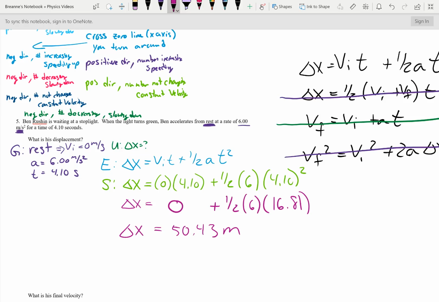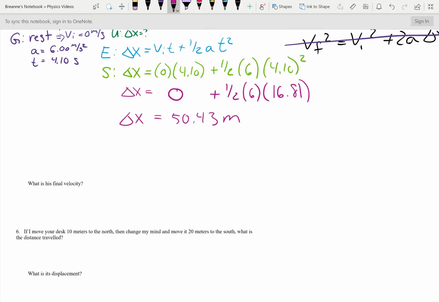Then you look for your exponent. Oh, I have an exponent. Need to take care of that. Then you do multiplication or division. So you do anything that's separated by a plus sign. Your 0 times 4.10 was separated by a plus sign. Your 1/2 times 6 times 16.81 was separated by a plus sign. So you just multiply those. Then you add or subtract. Once you get to the substitution part, it's algebra. You just plug it in. And since it's displacement, your units are meters. No naked numbers running around.